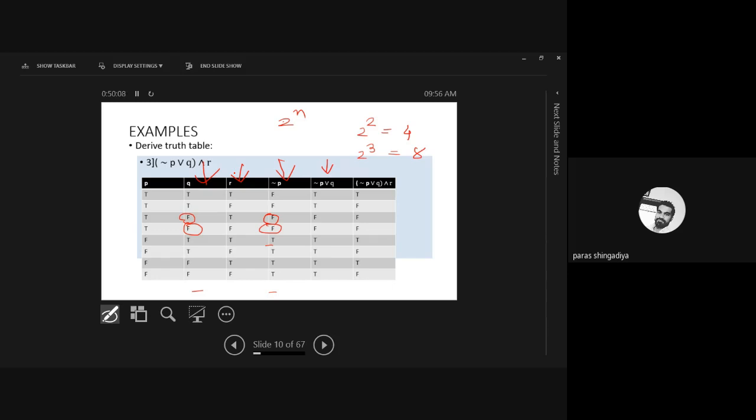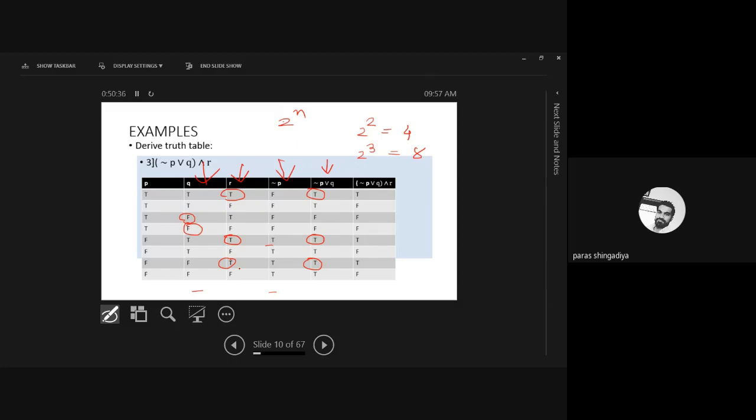So just check the place in the first row: if both are T here, it will be T. Second row, then in the fifth row, both are T, so it will be T. And then that one. Clear? So there are 3 places where both are T, so the outcome will be T, and in all the remaining places you can directly put false.